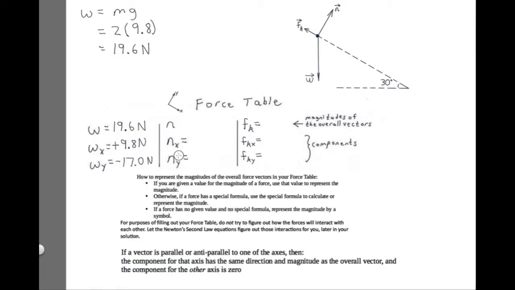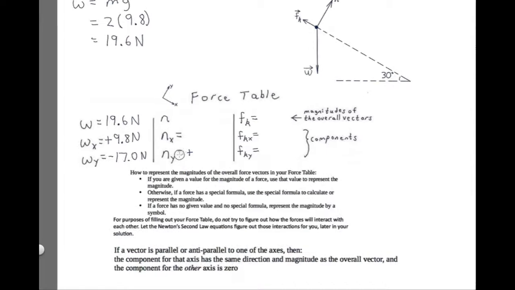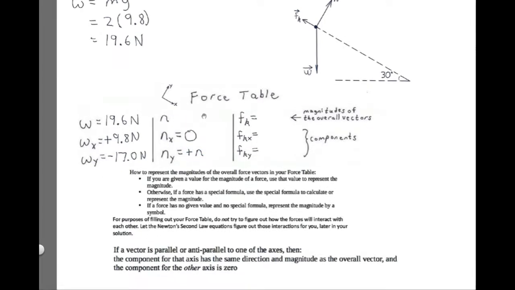The normal force points in the positive y direction. So n sub y should be positive, and n sub y should have the same magnitude as the overall normal force, which we're representing by lowercase n, and the other component should be 0. We've applied this rule to break the normal force into components.